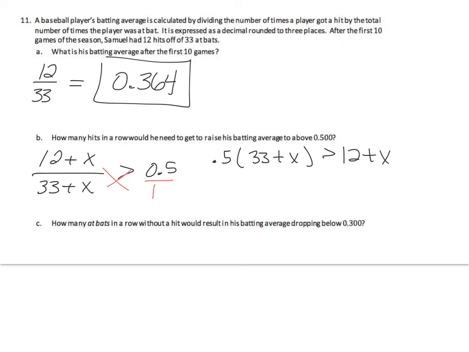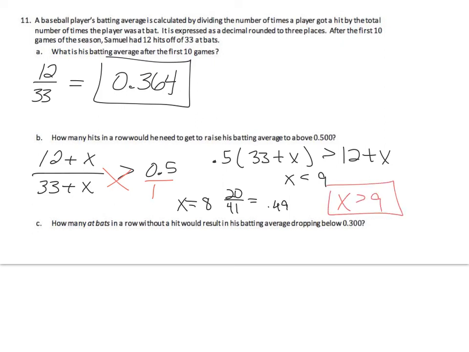If I solve this, I'm not going to show you guys the work. I actually get x is less than 9. Now let's plug in a number. If I plug in 8, 8 is less than 9, right? I get 12 plus 8 over 33 plus 8. Okay, go ahead and divide that out. 20 divided by 41. I get 0.49. So we actually need a value of hits that is greater than 9.